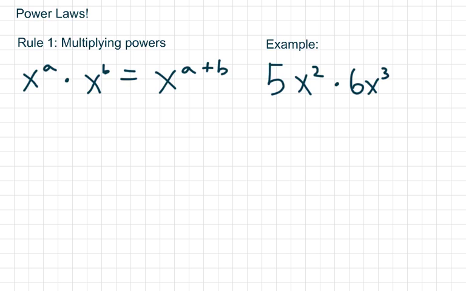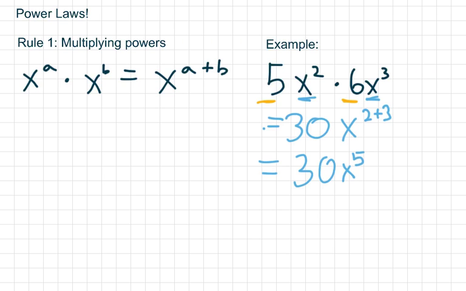So in our example over here, we can work through the multiplying power rule. The first step is to separate it out. So we see that we have these two x's, underlined in light blue, and then the 5 and the 6. We can multiply the 5 and the 6 together, which, as you know, gets us 30. Next up, we can multiply the x squared and the x cubed together, which is going to get us x to the 2 plus 3, or x to the 5.